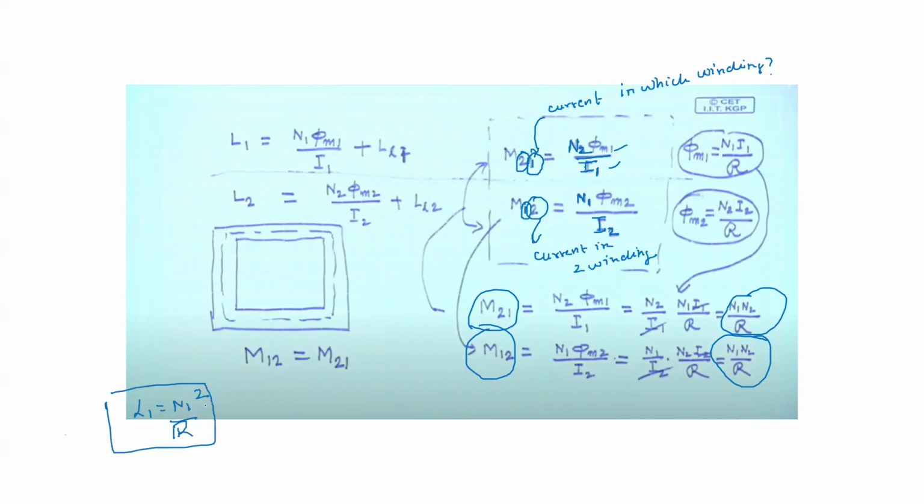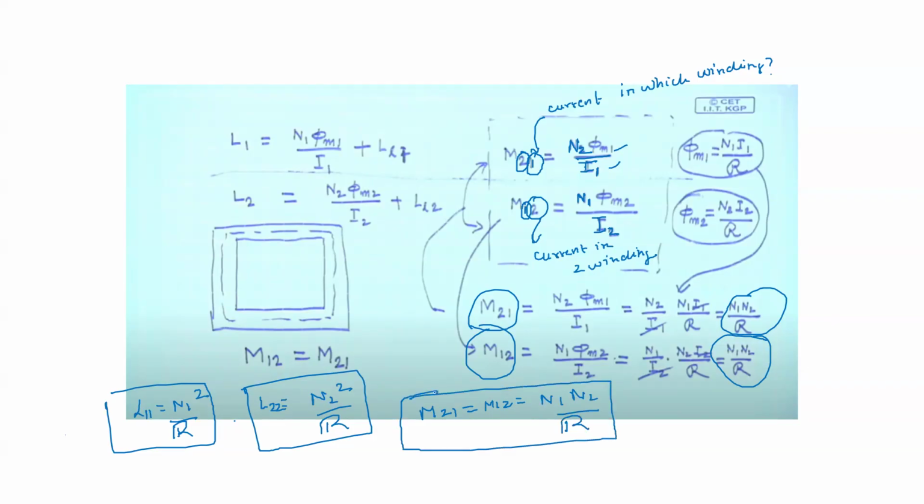Directly you can find it if you know the N1 value and reluctance value. L2 is N2 square by reluctance. Now this is basically the self part, denoted by L11 and L22. Now if we talk about M21 or M12, it is N1 N2 by reluctance. So you will see that we will be using this for solving our questions. Okay, this is important.